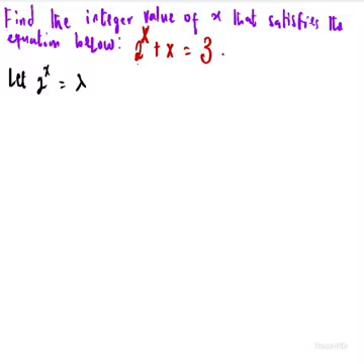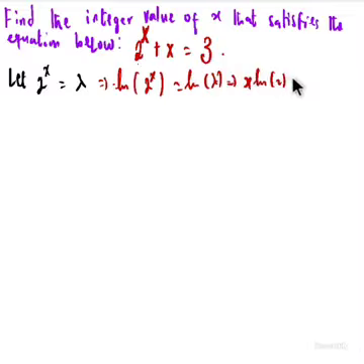The next thing we're going to do is to make x the subject of the formula. How do you do that? You have to take the natural log of both sides. So take the natural log of 2 raised to the power of x equals natural log of lambda. By the law of indices, this x will come out from the bracket. So we're going to have x multiplied by natural log of 2 equals natural log of lambda. Remember, we want to make x the subject of the formula, so we divide through by natural log of 2. So we have x equals natural log of lambda over natural log of 2. That's cool.